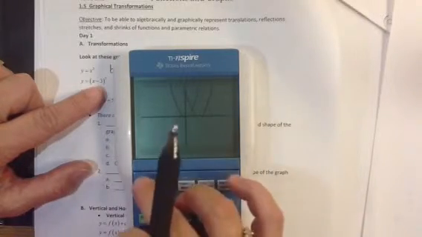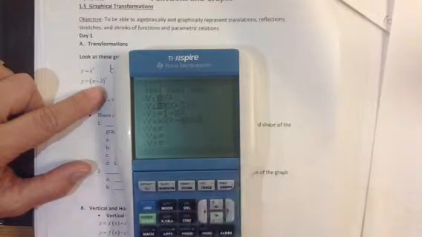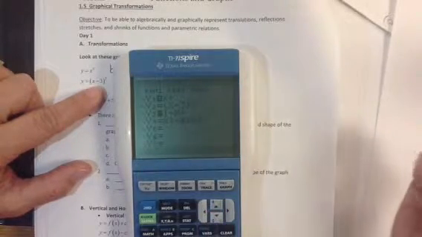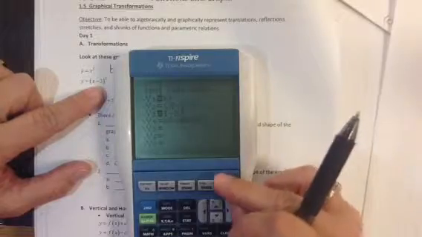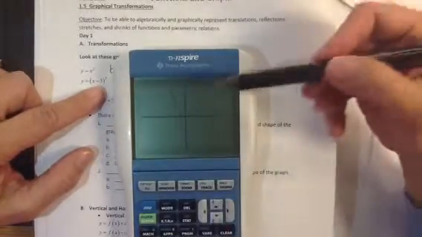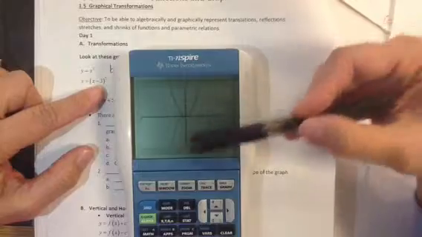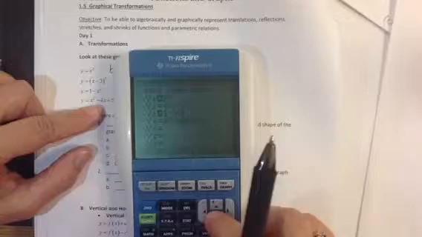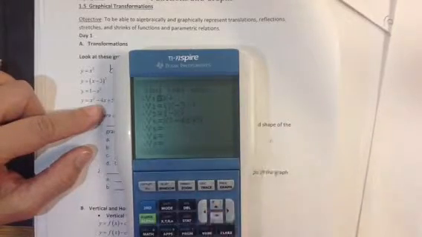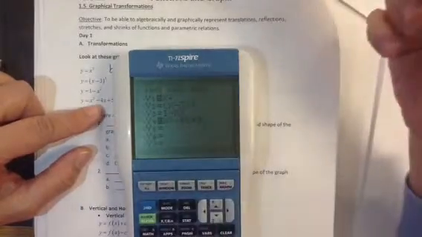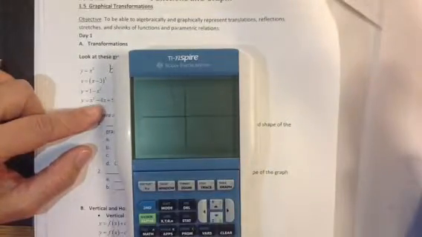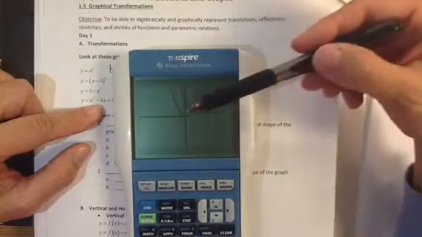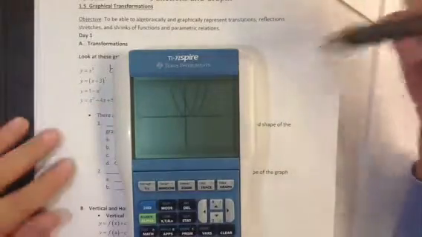Now I don't want to have it too crowded, so I'm going to make sure that's not on, and I'm going to turn this one on. And let's see how it changed from our basic. So there's my original. Oh, this one flipped over the x-axis and it moved up one. And now, let's see what this other one looks like. If I look at this one and I graph it, again there's my basic. This one moved up and it moved to the right, and we're going to learn how to do those shifts.